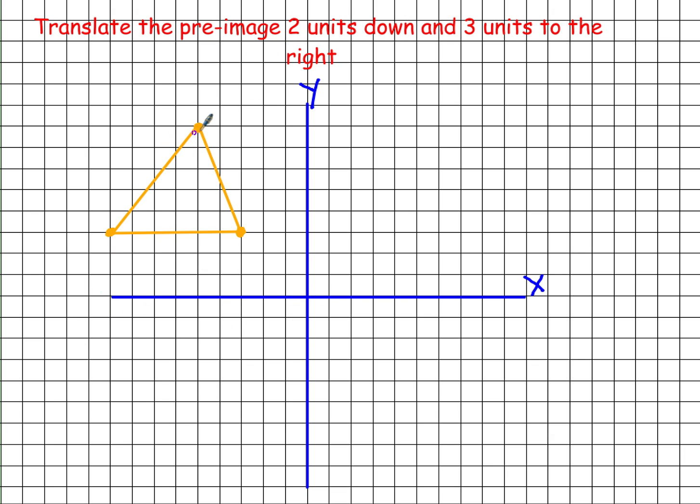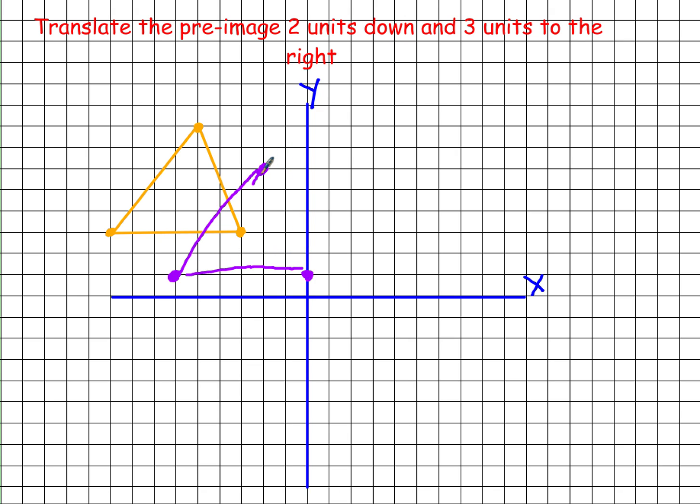So I'm going to start with the top point of my triangle. I need to go 2 units down, 1, 2, and then slide it 3 to the right. 1, 2, 3. So this point became this point. Here's my pre-image. I'm creating my image. Take this point, down 2, 1, 2, 3 to the right. 1, 2, 3. And then finally, I need to work on this point. 1, 2, 1, 2, 3. And here is my new figure.